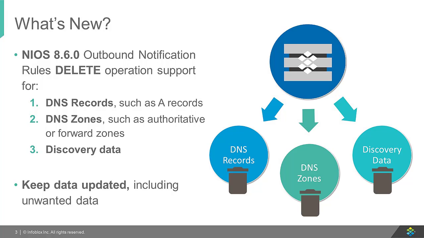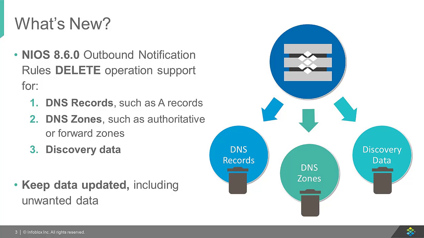When data is inserted, changed, or removed in the NIOS grid, NIOS responds accordingly based on these rules and executes the corresponding templates. NIOS 8.6.0 features the ability for the Outbound API to respond to deleting DNS records, DNS zones, and discovery data. In earlier versions of NIOS, you were always able to delete these objects from the grid. This update features the ability for the Outbound API to respond to these delete events.